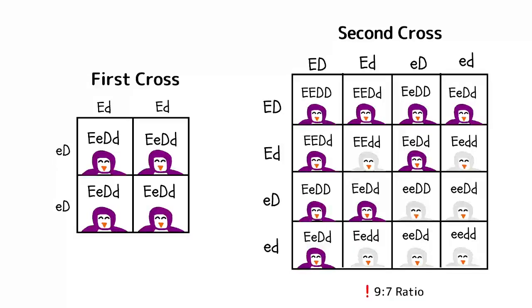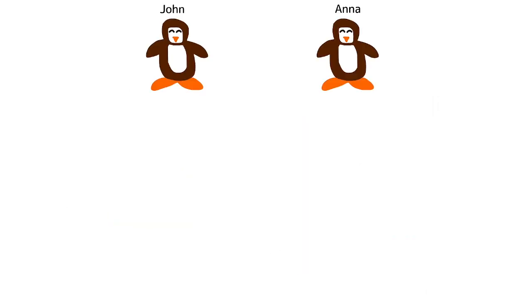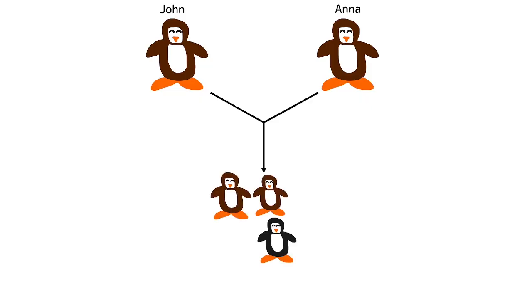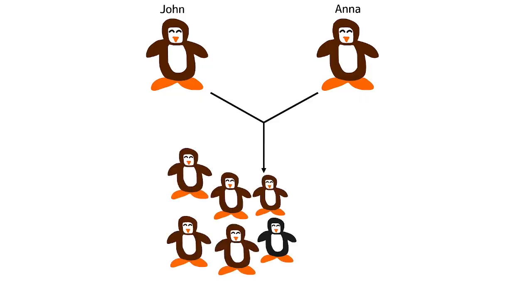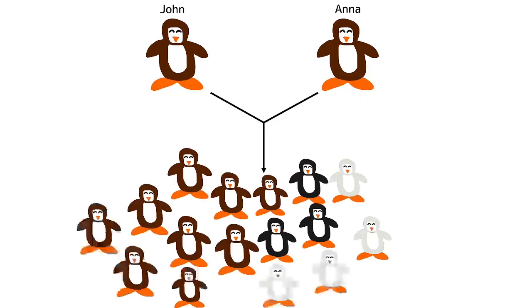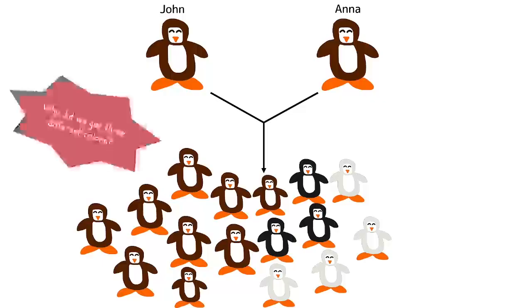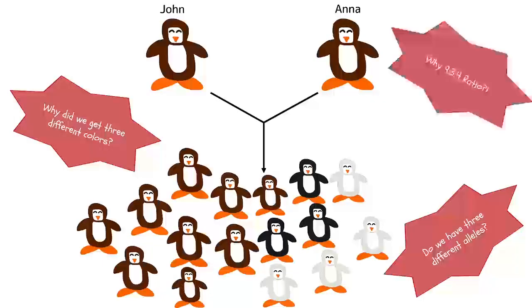Well, we just ended complementary, but we got news from the far side of the penguin land, where two brown penguins named John and Anna got married and had many, catastrophically many penguins. But they were black, brown, and also white. Well, why did we get three different colors? Do we have three different alleles, or why did we even get a 9 to 3 to 4 ratio? How can you explain such a result?